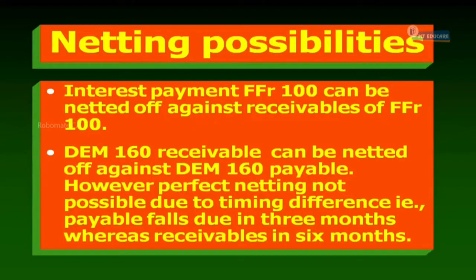Next point. Deutschmark 160. DEM is a German currency. Deutschmark 160 receivable can be netted off against Deutschmark 160 payable. However, perfect netting is not possible due to timing difference.